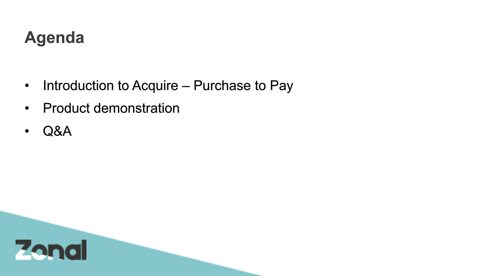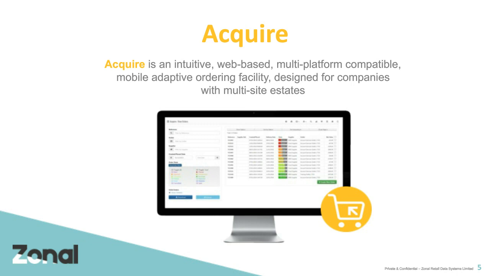Acquire, Zonal's purchase-to-pay platform, is a web-based solution, meaning that no special software is required, just access to the internet. It's mobile adaptive, so its layout adapts to the screen size of the device you're using, making it easy and intuitive to use whilst moving around your venue. And it's designed for use by multi-site estates, giving total visibility and control over your entire purchasing and payment process.